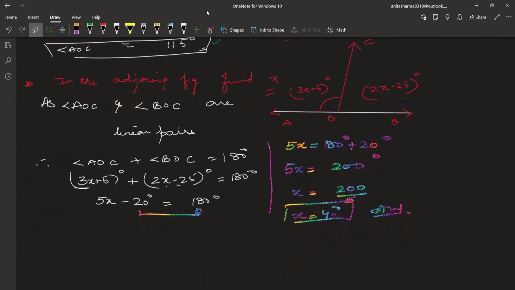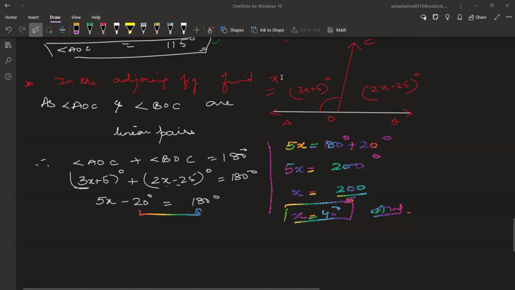Yes, ma'am. Ma'am, 3x plus 5 plus 2x minus 25 is equal to 5 plus 5x minus 25, no? Minus 20, beta. Minus 25 plus 5. So you will subtract now? Yes, ma'am. Yeah. Note it down fast, children.